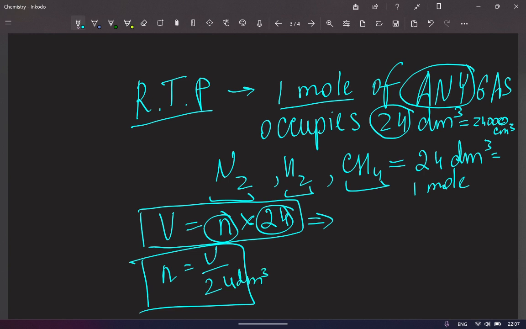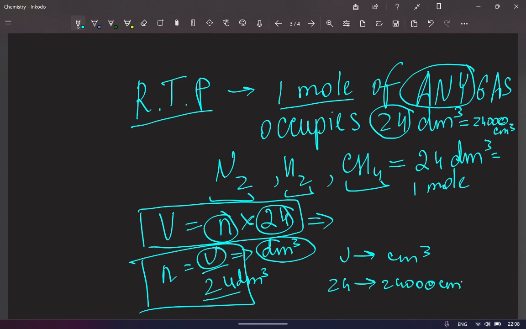Just pay attention to the fact that the volume that you're given here is in dm cube, because if it's not, then you should convert it into dm cube, or you should convert 24 into any other unit that the volume is given in. For instance, if the volume is in centimeter cube, instead of 24, you're going to have 24,000 centimeter cube.